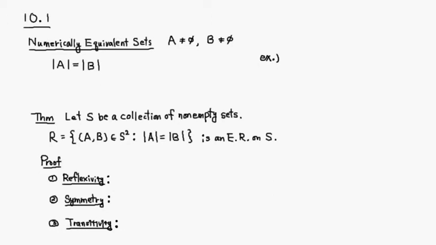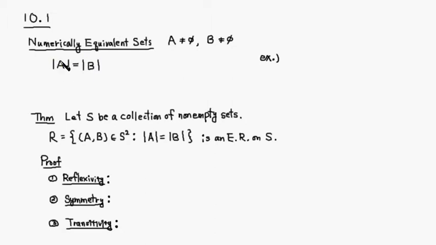Okay, let's look at section 10.1. This section talks about numerically equivalent sets. Let's look at the definition. The notation is cardinality of A is equal to cardinality of B. When the cardinalities are the same, we say numerically equivalent, but here's the precise definition.